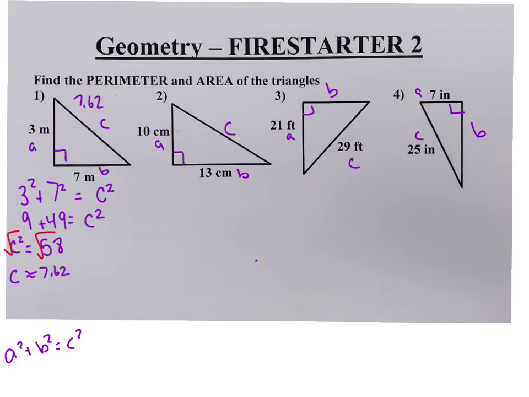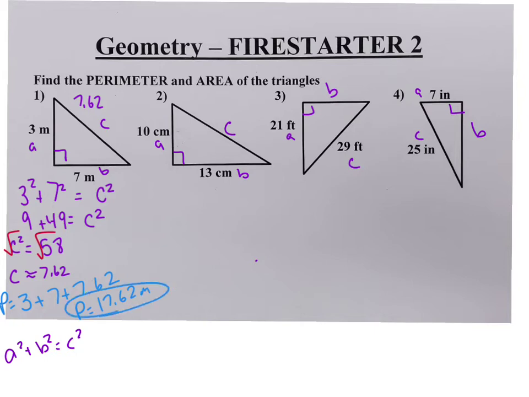So now I can find the perimeter. It's pretty easy. So we'll do perimeter in blue. So perimeter is going to be 3 plus 7 plus 7.62. So the perimeter is going to be 17.62 meters.